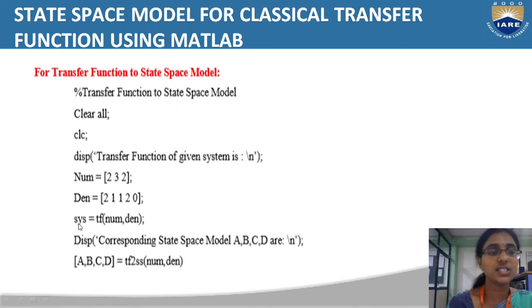And next, what is this code here? sys is equal to transfer function of numerator comma denominator. What does this state here? Whatever numerator part and denominator part are given as input, if you want to see that in the form of a transfer function, that is in terms of the ratio of numerator and denominator. And next we are writing the code here. What is our code here?